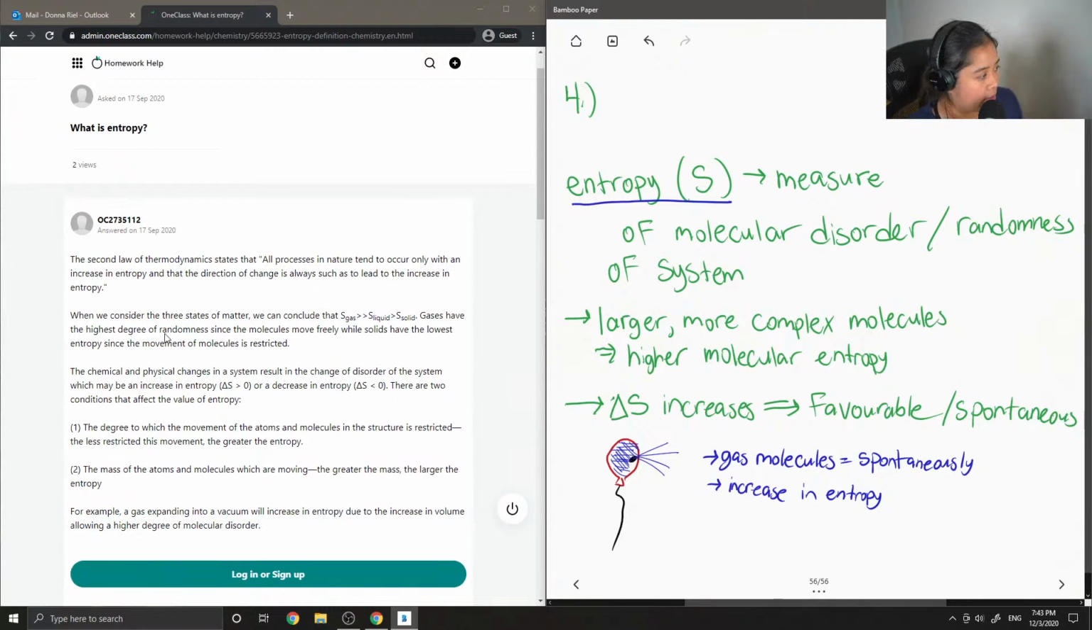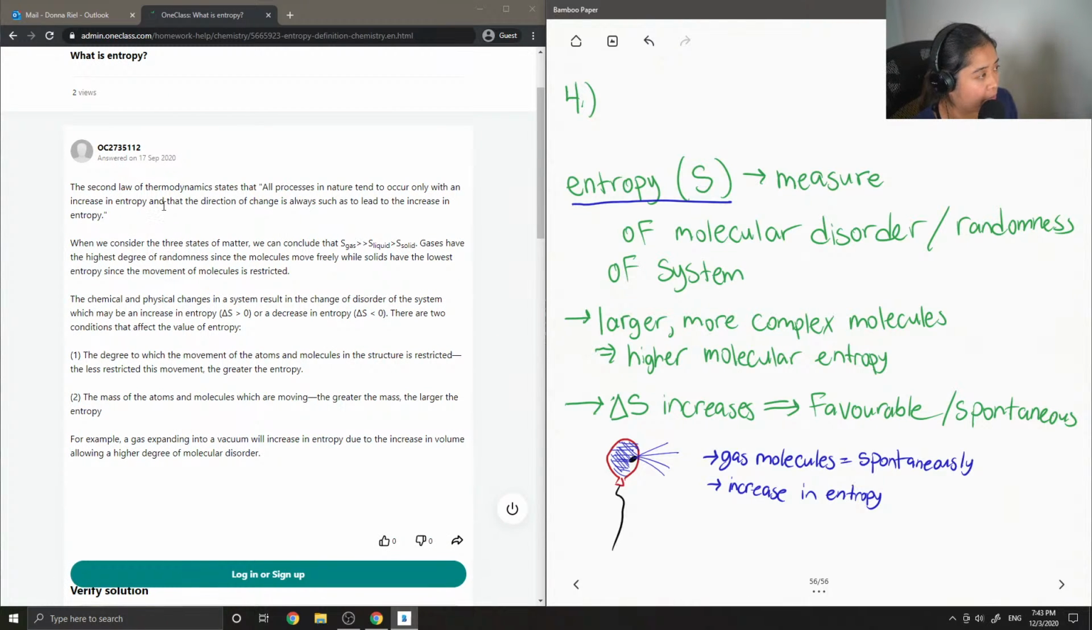So let's see what the junior tutor said. The second law of thermodynamics states that all processes in nature tend to occur only with an increase in entropy, and that the direction of change is always such as to lead to the increase in entropy. So when we consider the three states of matter, we can conclude that the entropy of a gas is much greater than the entropy of a liquid, which is greater than the entropy of a solid. Gases have the highest degree of randomness since the molecules move freely, while solids have the lowest entropy since the movement of molecules is restricted.